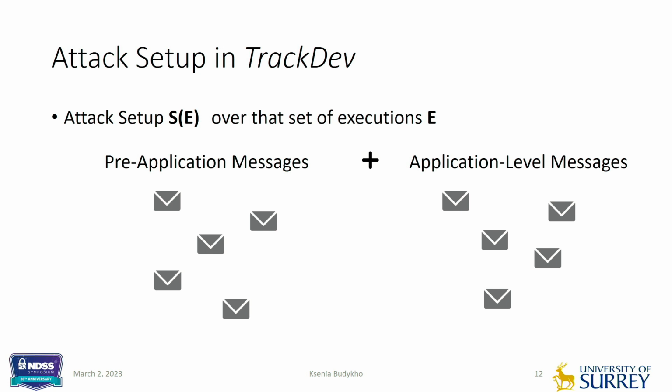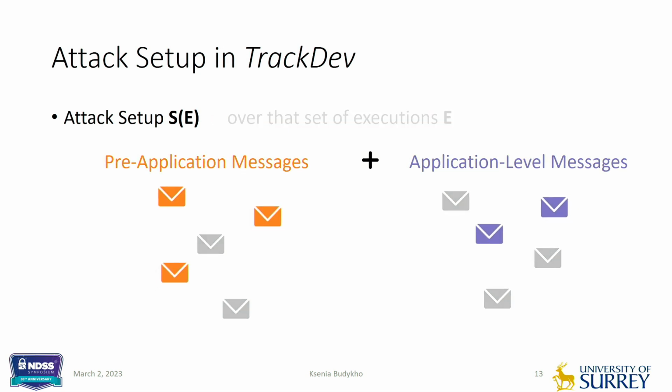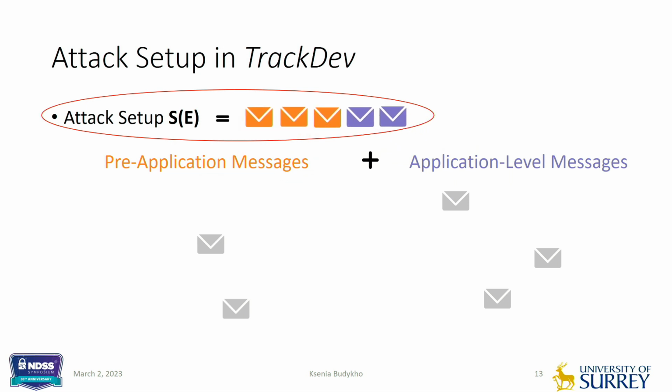So our attack setups S for a given set of executions E contains two sets of messages, the pre-application messages and the application level messages. The sets that go into the attack setup are arbitrarily chosen, so it may be the case that it is not the entire execution that is used, but only a small part of it.